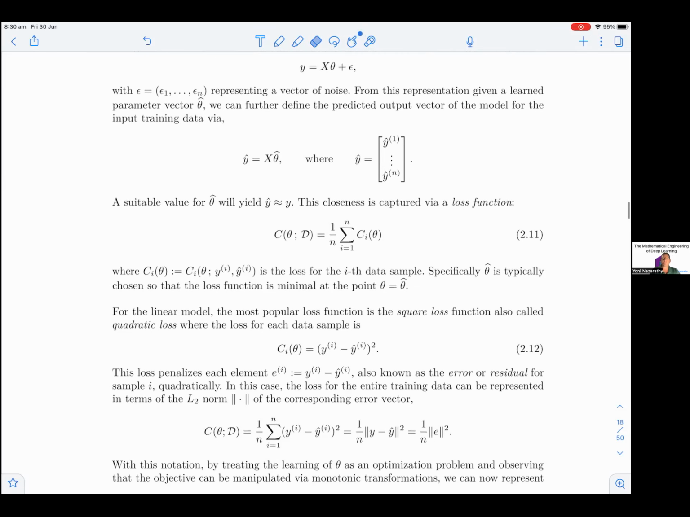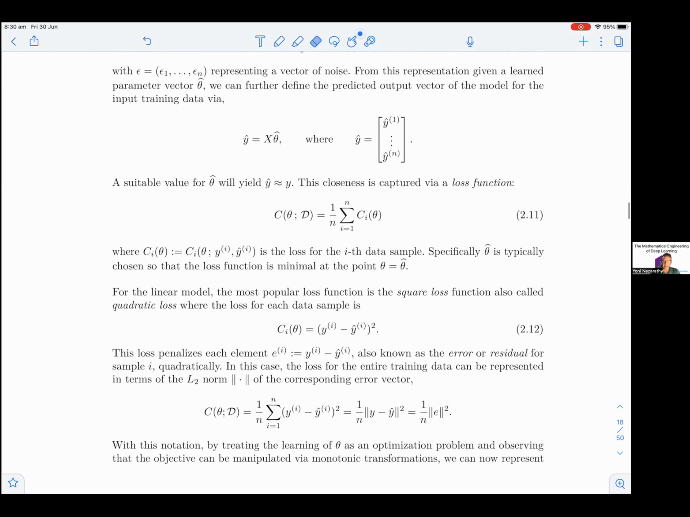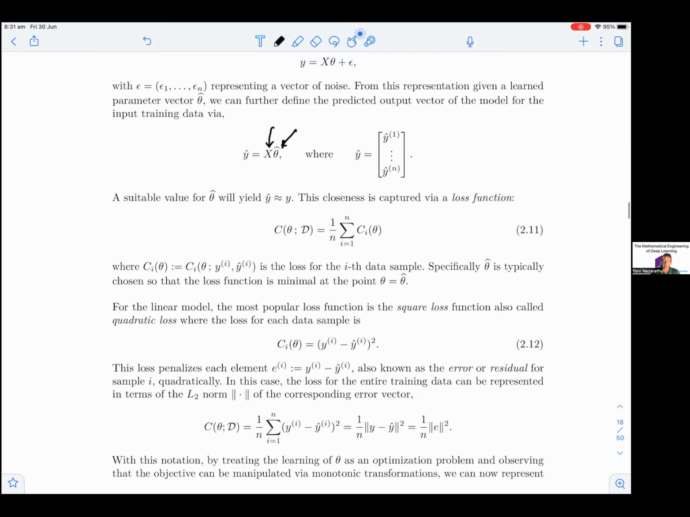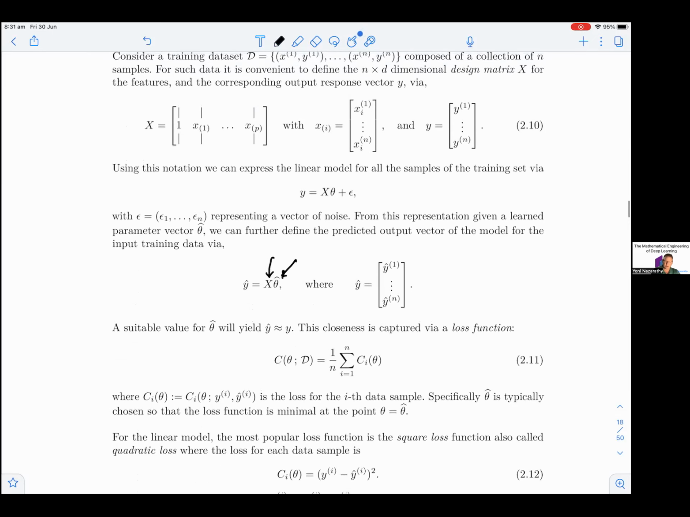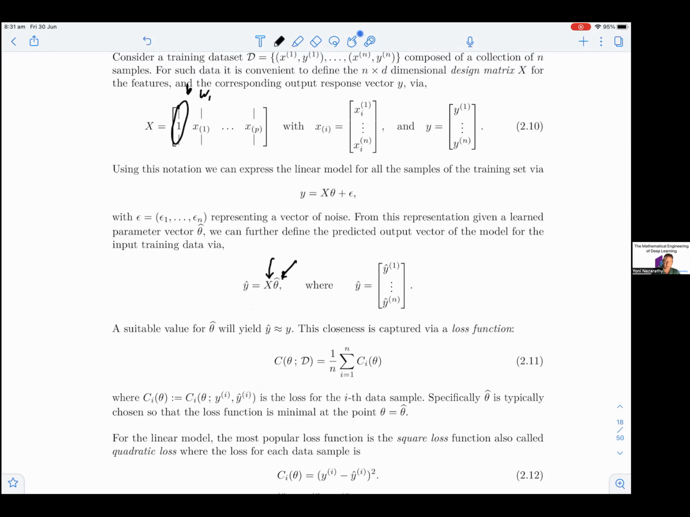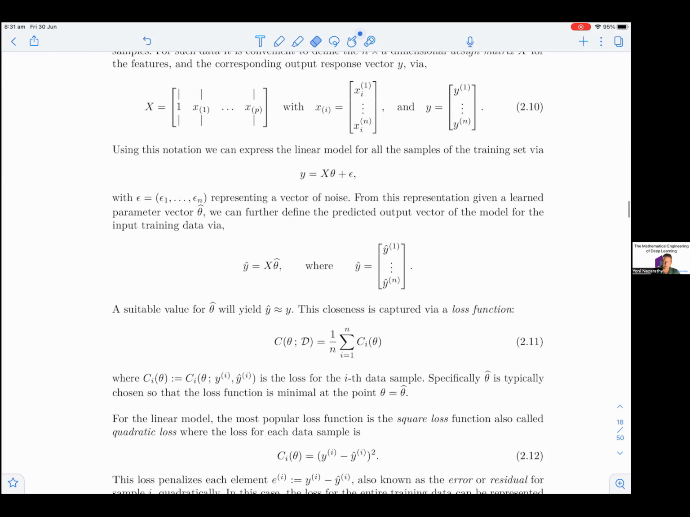From this representation, given a learned parameter vector theta hat, we can further define the predicted output vector of the model for the input training data via y hat equals X times theta hat. So X is the design matrix that actually has the data, and theta hat would be some learned parameters. Again, notice that in theta hat, the first entry goes for b, and the second for w1, and the last for wp, etc. Okay, so theta hat is p plus 1 dimensional. So d is p plus 1.